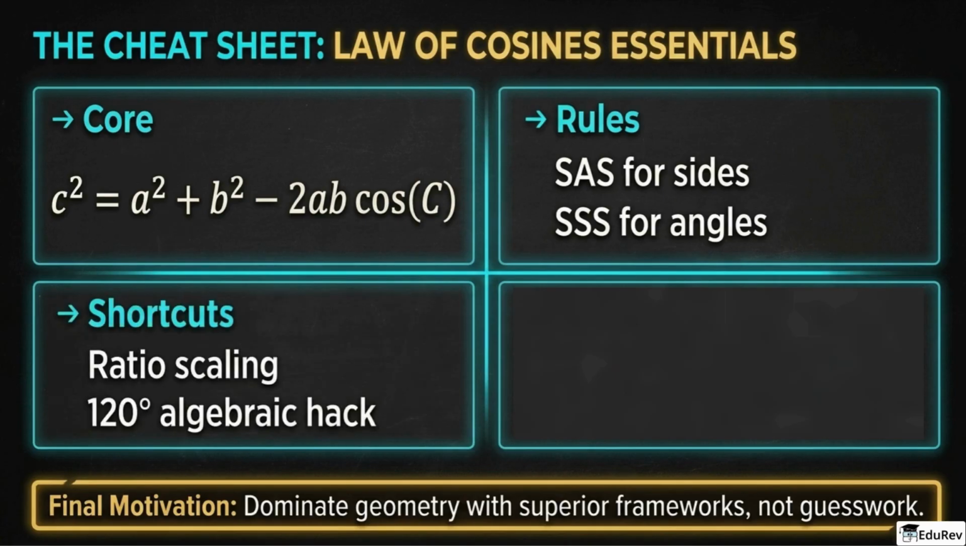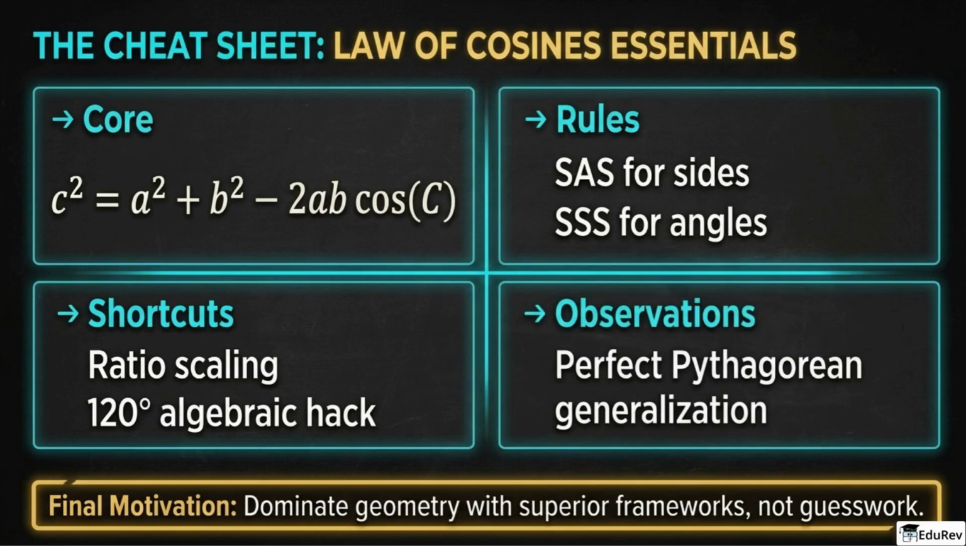The shortcuts include ratio scaling and the 120 degrees algebraic hack. And the observation is that this is really a perfect generalization of Pythagoras. That is the full mindset you want in CAT. Use the framework, respect the structure, and let the formula do the work. With that, this topic becomes one of the most reliable scoring areas in geometry.